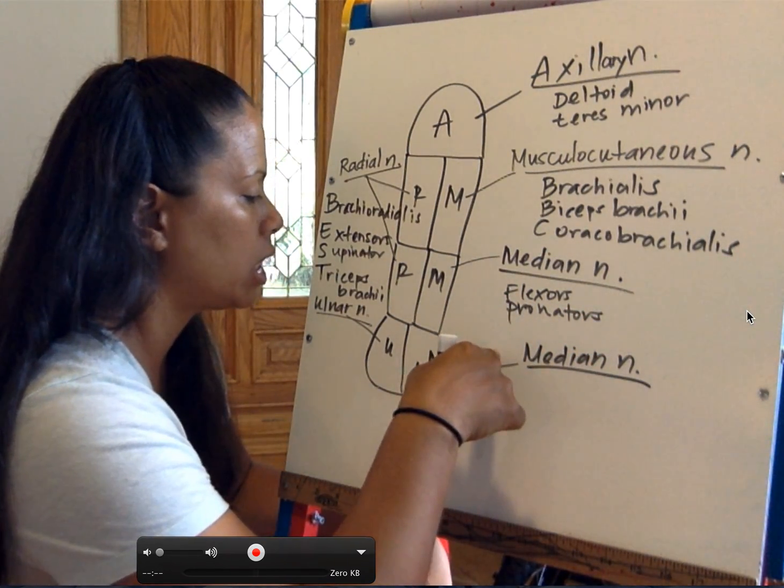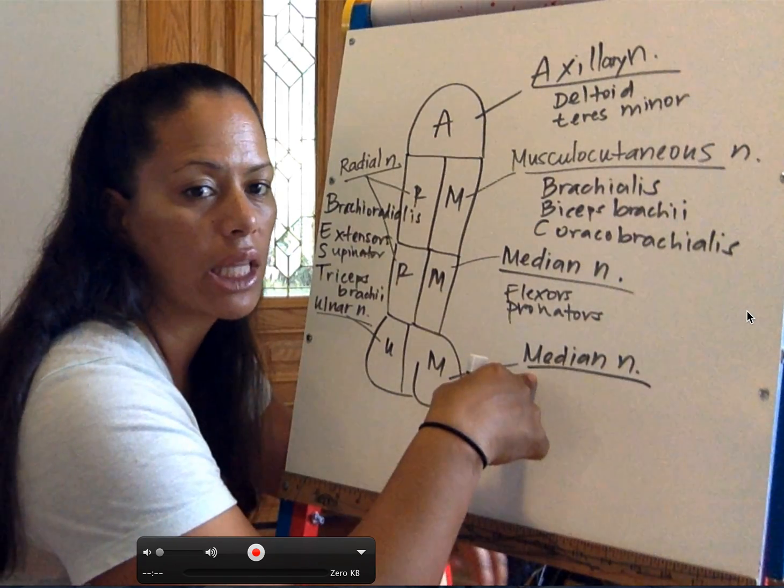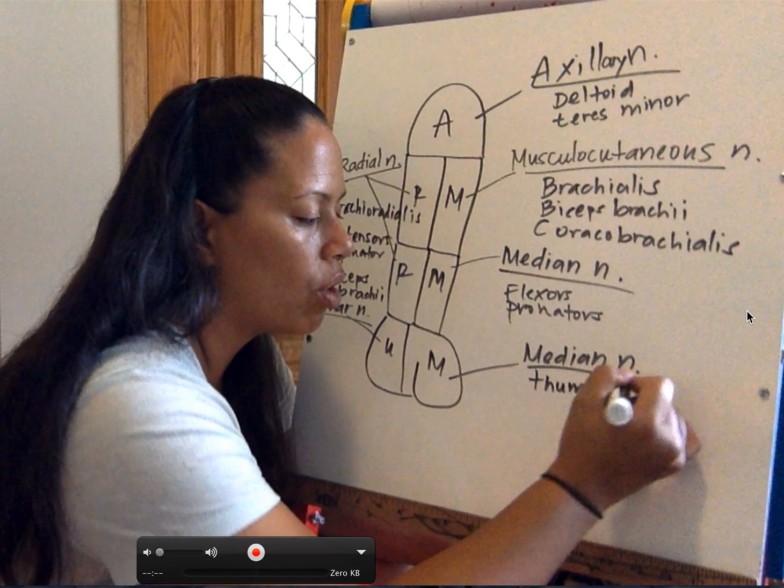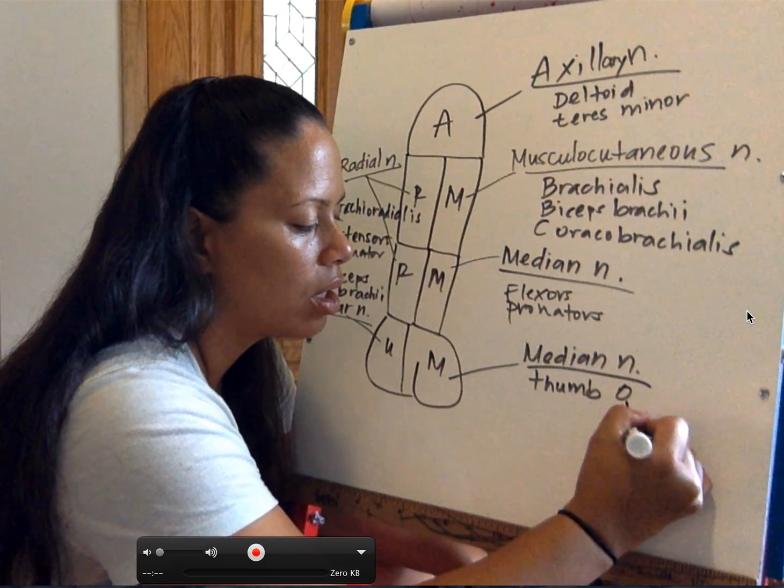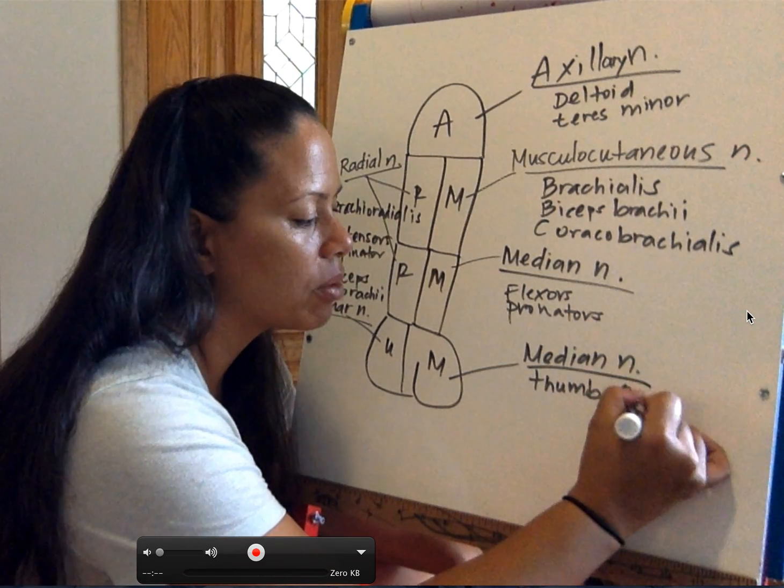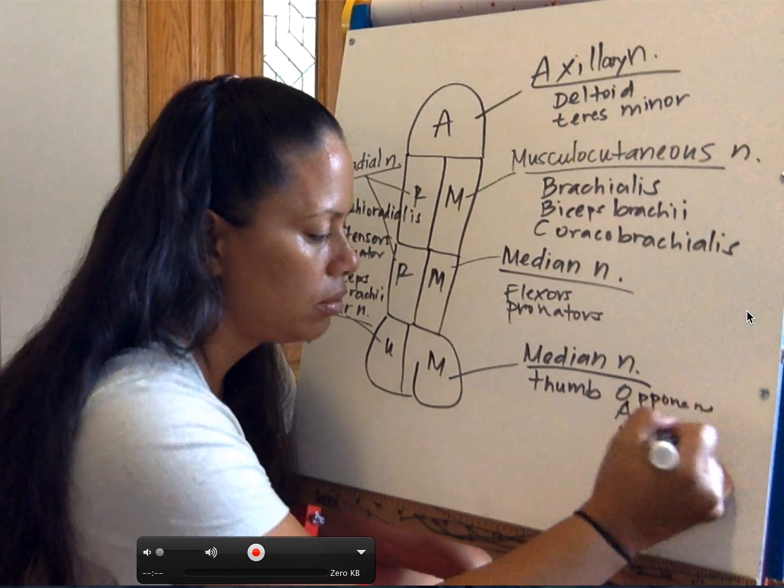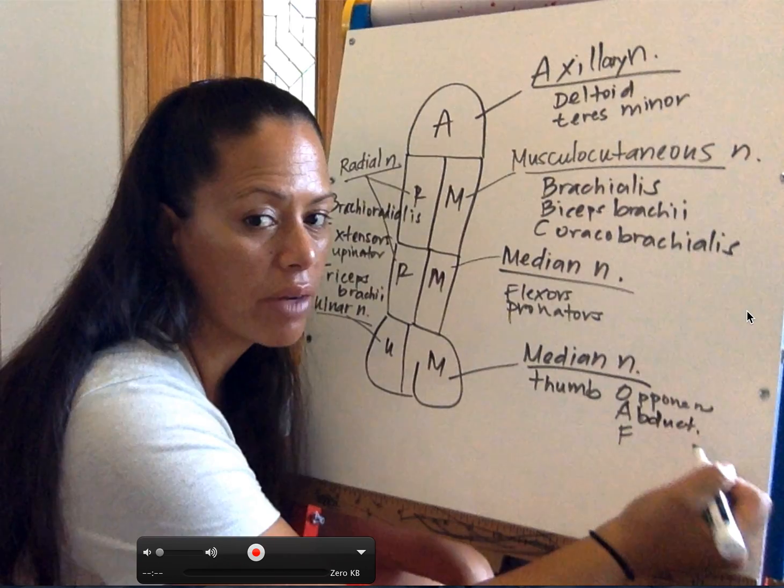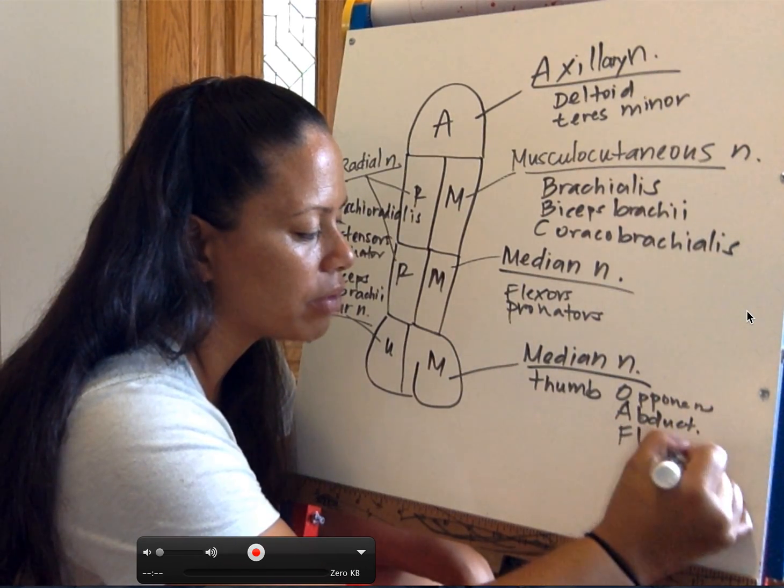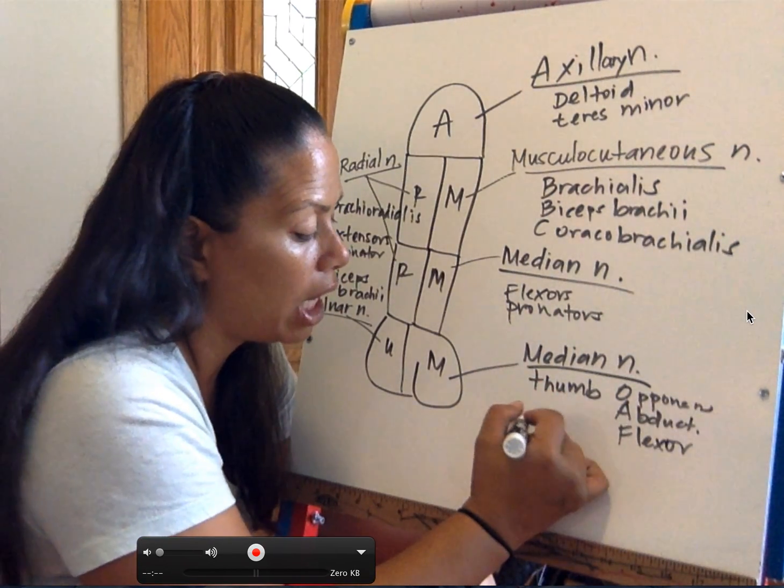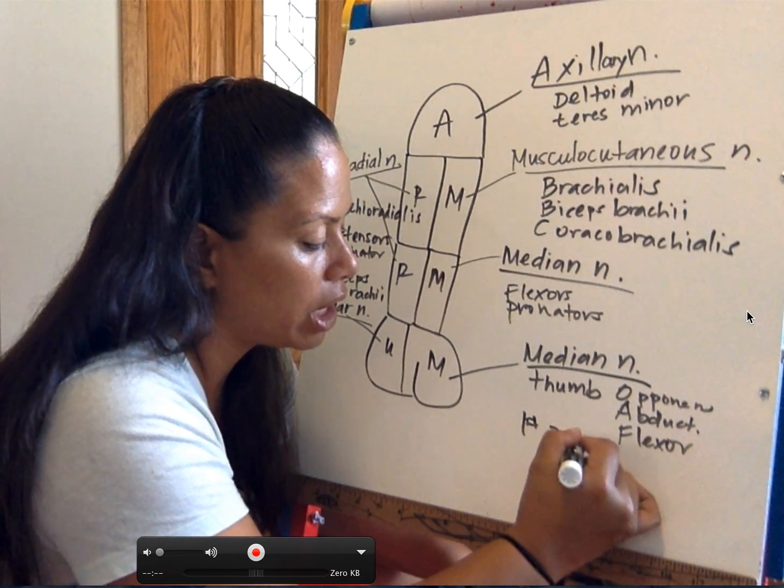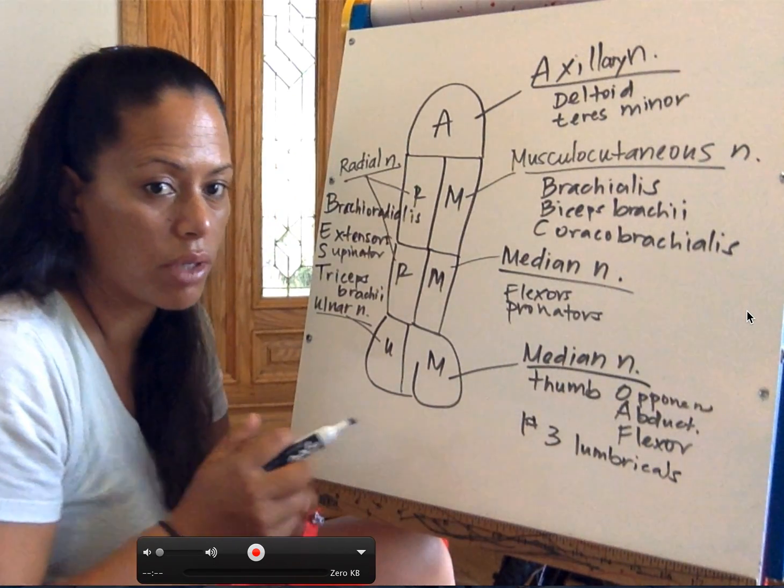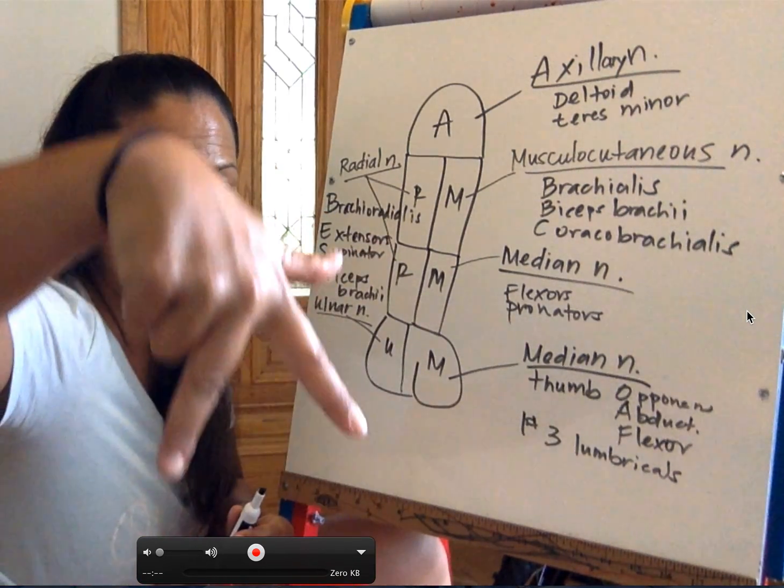What about the median nerve inside the hand? Well, it's the thumb. And that is opponens pollicis, abductor pollicis brevis, and flexor pollicis brevis. And in addition to that, it's the first three lumbricals. And you guys can remember that, right? Because the first three lumbricals are basically your little M.